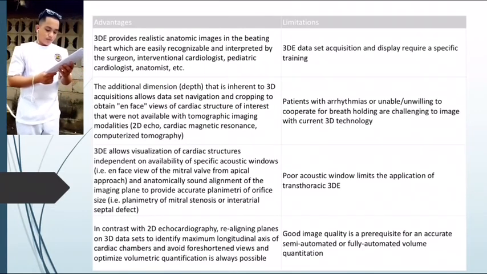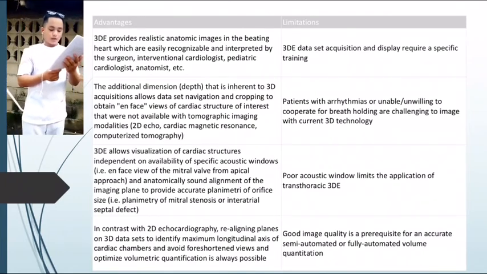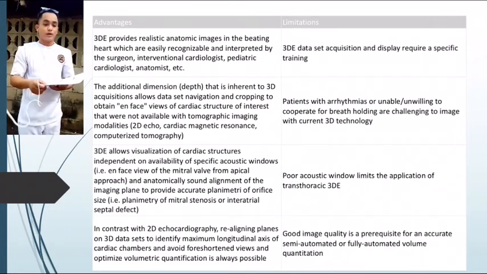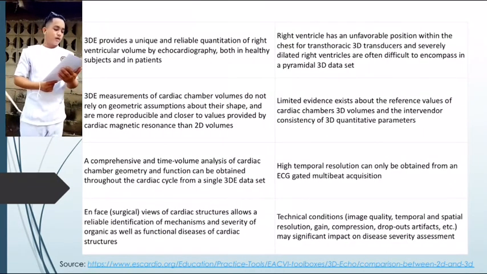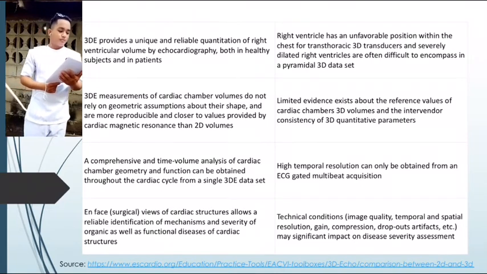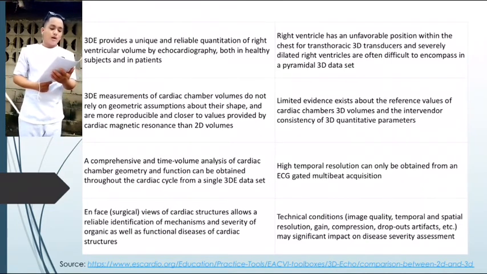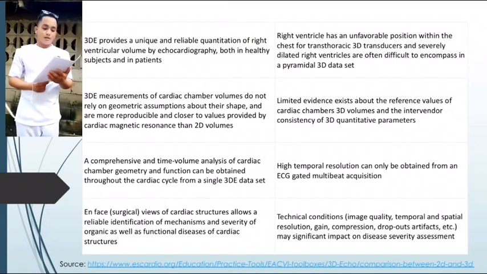Limitations. The image quality is a prerequisite for an accurate semi-automated or fully automated volume quantification. Advantages. 3D provides a unique and reliable quantitation of right ventricular volume by echocardiography, both in healthy subjects and in patients. Limitations. The right ventricle has an unfavorable position within the chest for transthoracic 3D acquisition, and severely dilated right ventricles are often difficult to encompass in a pyramidal 3D dataset.